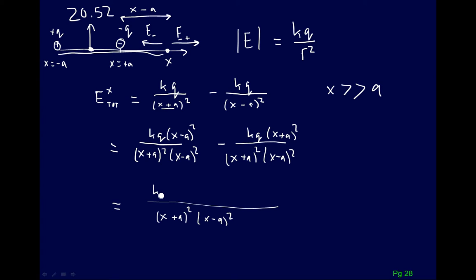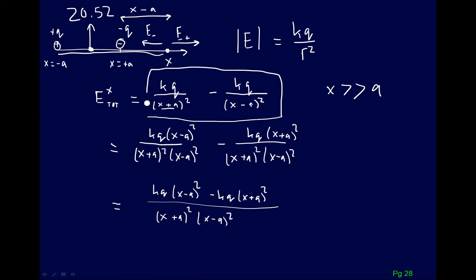And so I'll have kq (x minus a) squared minus kq (x plus a) squared. So now this is still an exact equation. Okay, so this is still equal to this thing here. We've just sort of written it in a different form.